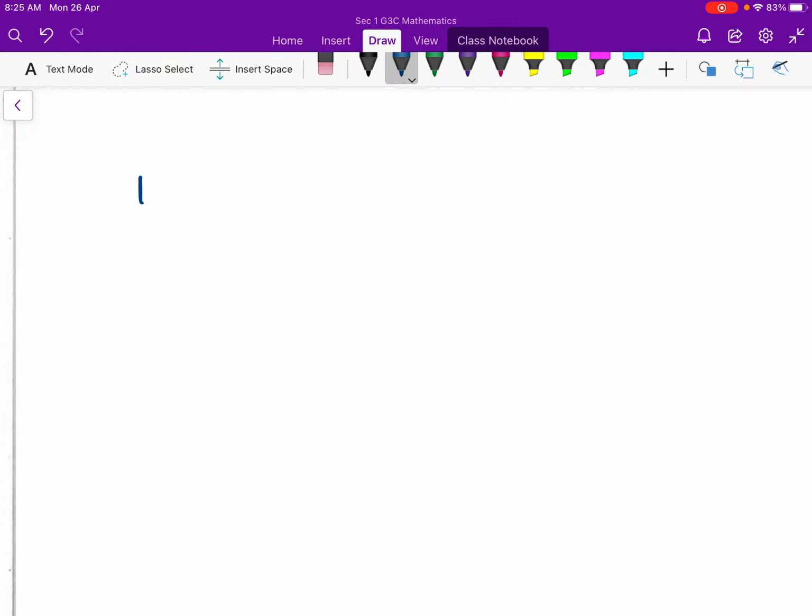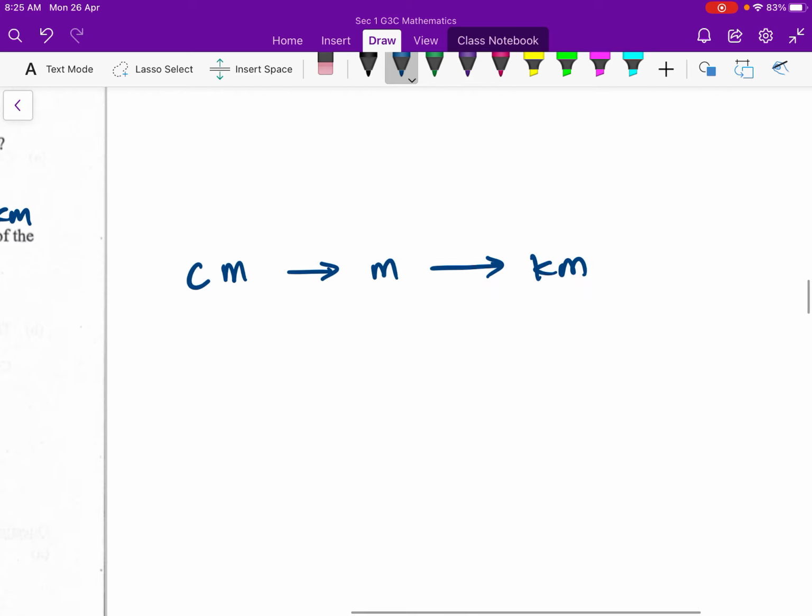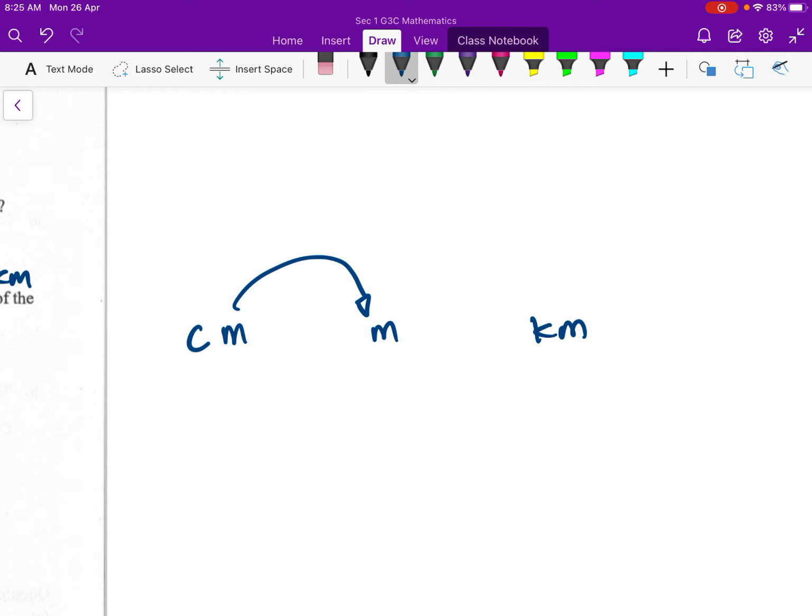What is km? Okay, start from the left-hand side: mm to cm. Usually you use cm. Okay, cm to meter to km. What should we do to go from cm to meter? Divide by 100. Okay. What do we do over here? Divide by 1000.